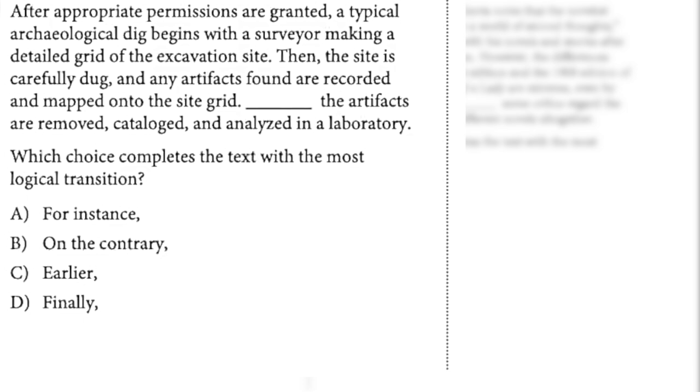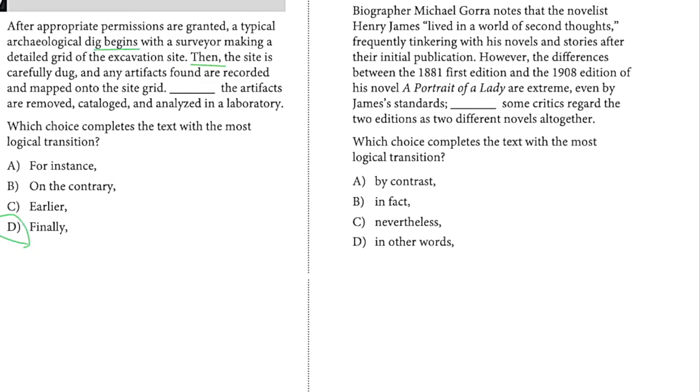Then the site is carefully dug, and any artifacts found are recorded and mapped onto the site grid. The artifacts are removed, cataloged, and analyzed. This seems like we have just an order of things. So what's the first one? After permissions granted, a dig begins, then, and we should have finally. That was easy. What is this doing in the hard section?